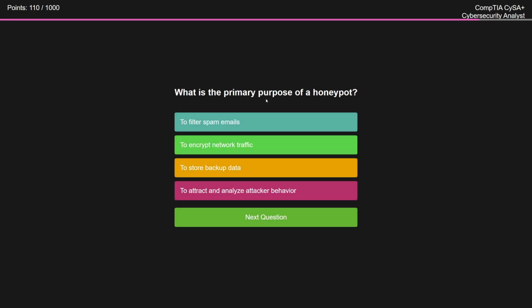What is the primary purpose of a honeypot? To filter spam emails, to encrypt network traffic, to store backup data, or to attract and analyze attacker behavior. The right answer would be to attract and analyze attacker behavior, because the honeypot is trying to get you in, trying to figure out how you're actually getting in, right? So that they can see what commands you're running when you're inside the network. A lot of times they'll see it with keyloggers that they've already had on the server, so they can see what type of command you're running. That logs every command you type.